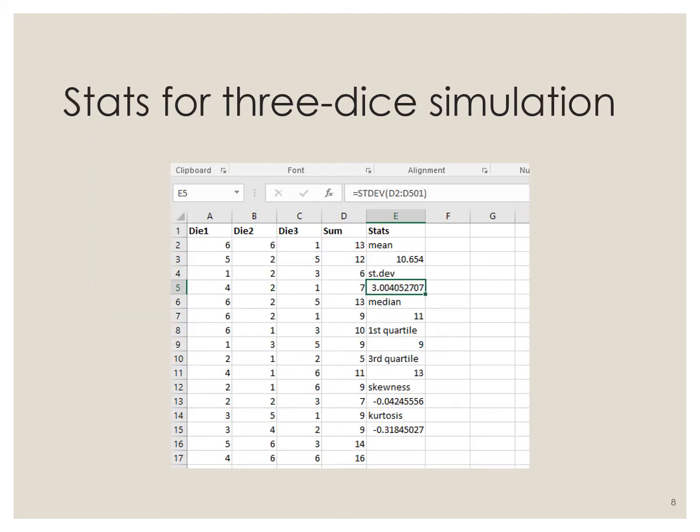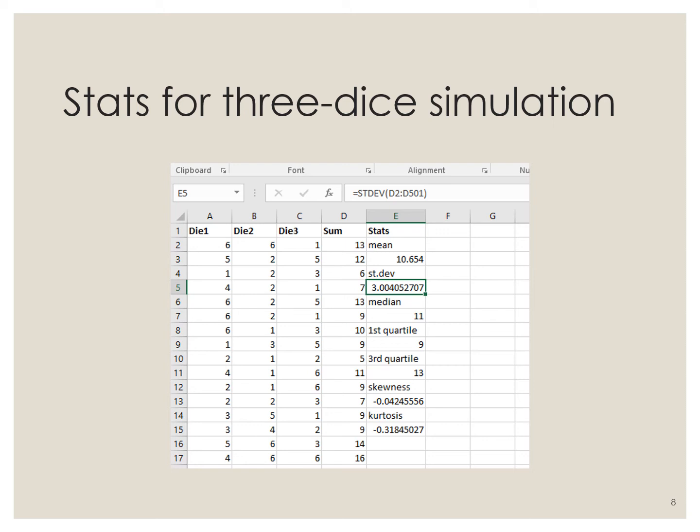The data in column T, the sum of the 3 dice for 500 times, is a distribution, a data set, and then we can perform our statistics on the data set. So again, mean, standard deviation, median, first quartile, third quartile, skewness, and kurtosis. These dice simulation distributions are rather symmetric, so the skewness always seems to be fairly close to 0.